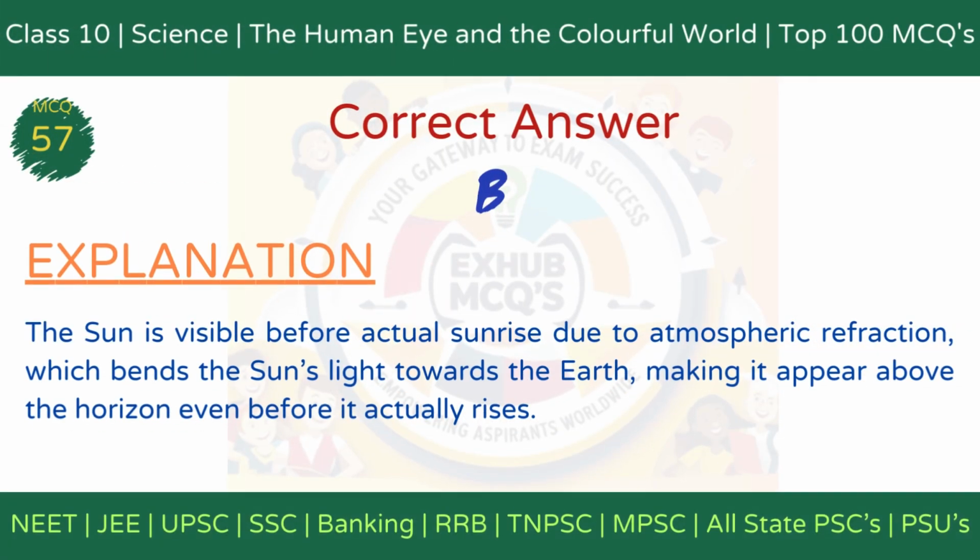The correct answer is option B, atmospheric refraction. Explanation. The sun appears visible before actual sunrise due to atmospheric refraction, which bends sunlight towards the Earth. This makes the sun appear above the horizon even when it is below it.